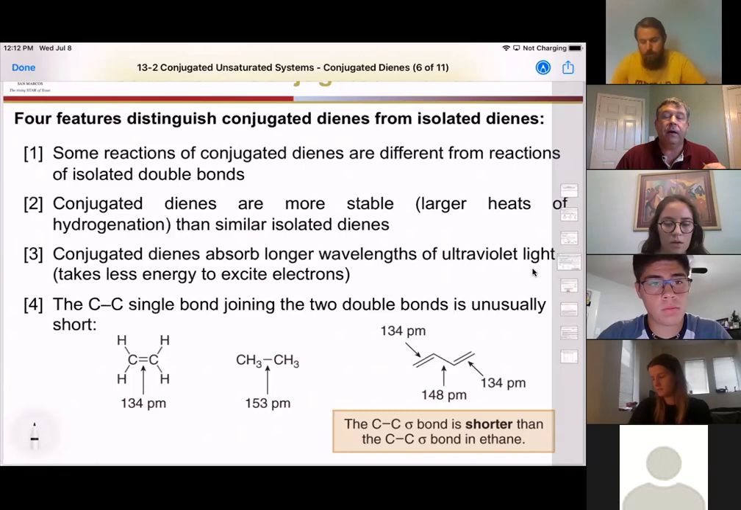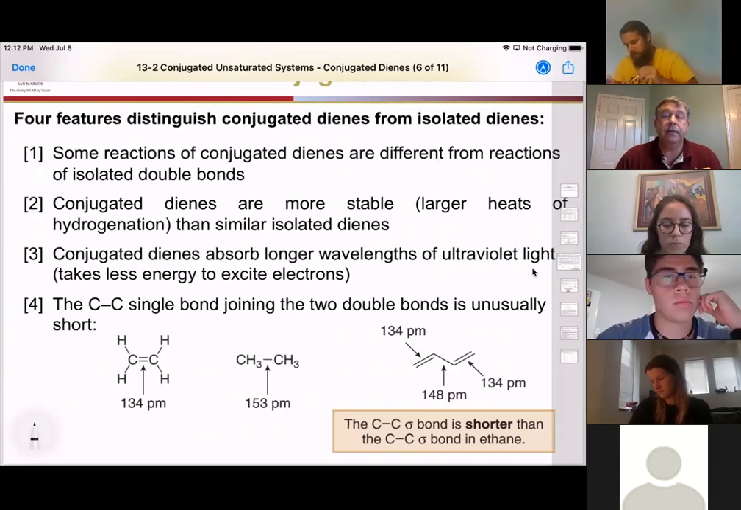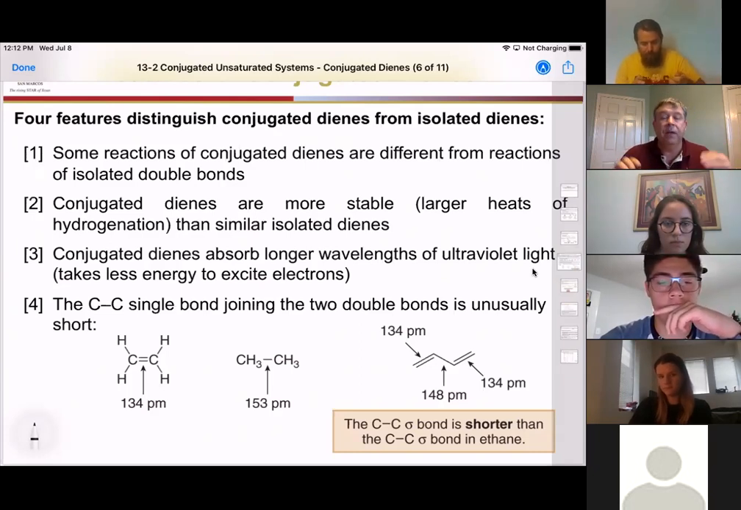The other thing we find with our conjugated dienes is that the sigma bond in between the two double bonds is unusually short. And we have a reason for that, and it has to do with its resonance stability and its resonance stabilization.